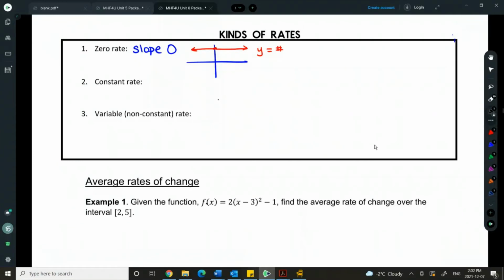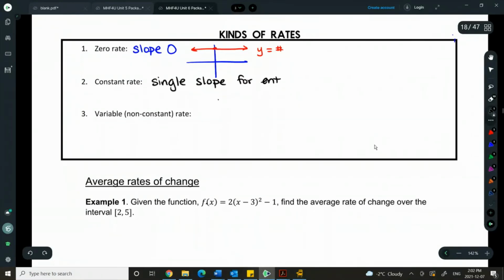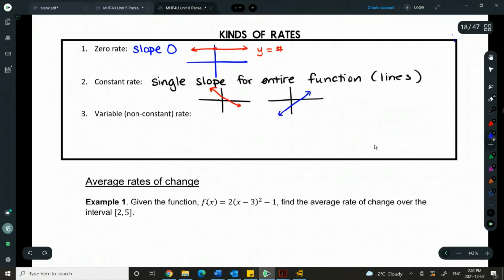Constant rate of change means we have a consistent slope. This happens with any kind of lines that are not constant functions like what's up here. So constant rate means that it has a single slope over the entire function, and this basically only happens when I have a line. Any kind of line with any kind of consistent slope that's not a slope of 0. Slope of 0 means it's not changing. Okay, so there are some examples.